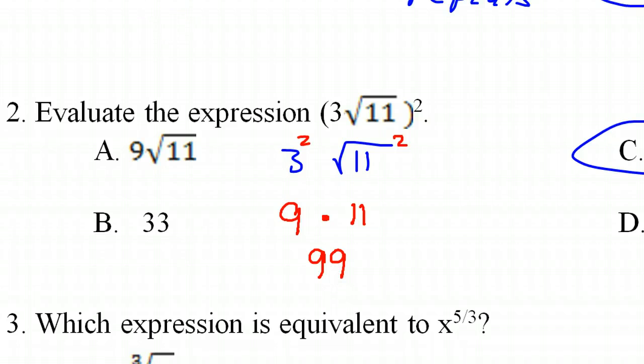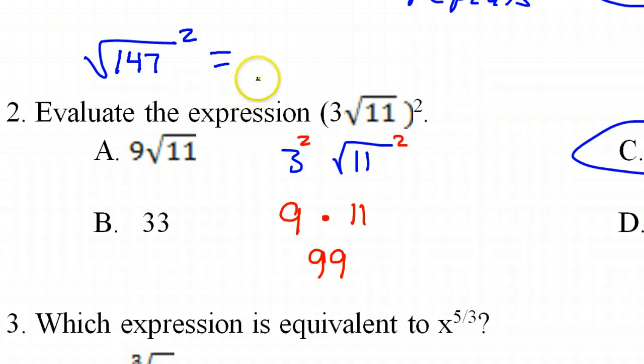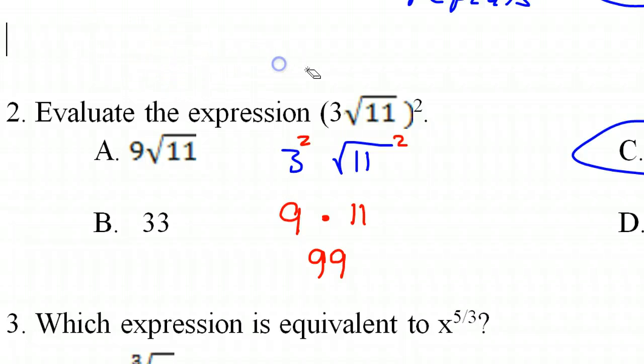Let me quiz you on what I just told you, though. If I said, what's the square root of 147 squared? Would you know what the answer was? Say it out loud. I'm hoping you just said 147, because the radical and the exponent would cancel each other out. But that's neither here nor there. Let's move on to number 3.